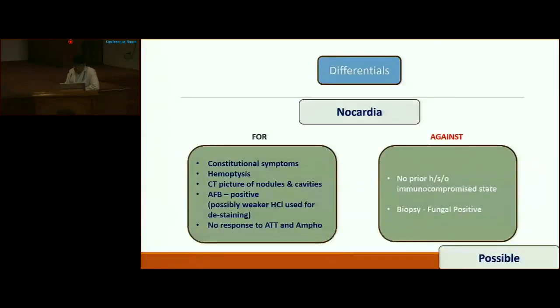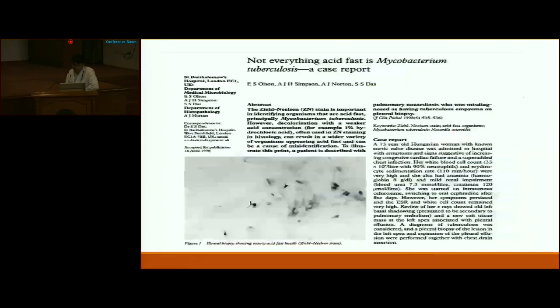Third, we have kept nocardia. That is possible: constitutional symptoms, hemoptysis, CT picture, nodules, and cavity. AFB positive, even though sometimes a weaker SCL used for de-staining can lead to weakly acid-positive AFB. And there was no response to ATT. Against it is no prior history of an immunocompromised state, and biopsy shows fungal positive. There's an article which shows that not everything acid-fast is Mycobacterium tuberculosis. This is a pleural biopsy showing scanty acid-fast bacilli, which later turned out to be nocardia.